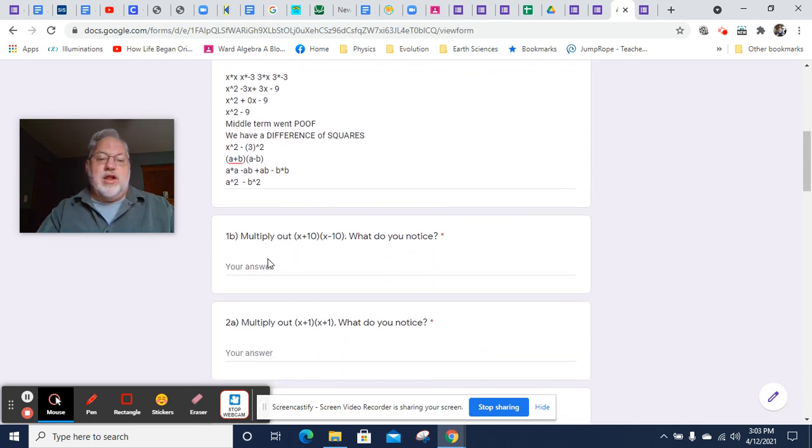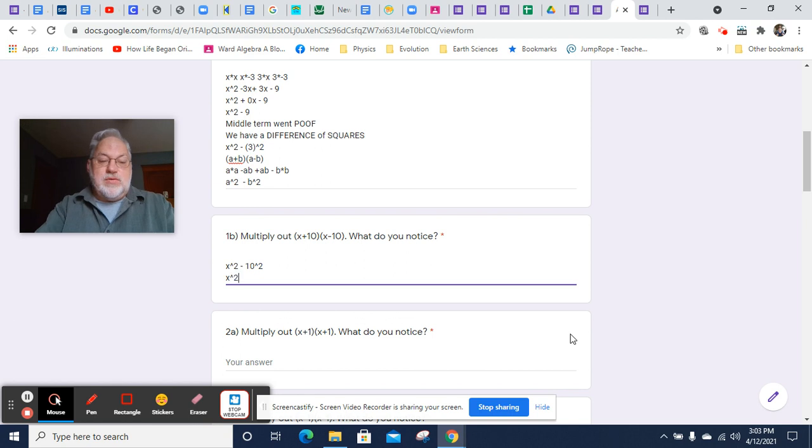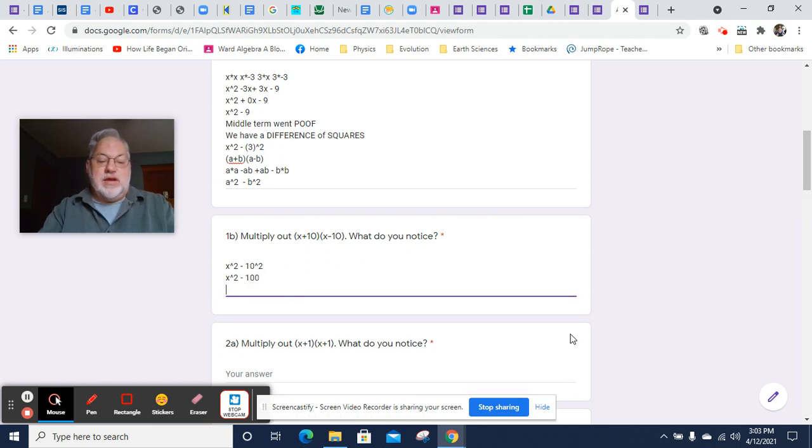Now, if you noticed all of that, you might be able to do this next one really fast. Remember, it's a sum times a difference of the same stuff. And when you work that out, you're going to end up with the first term squared minus the second term squared. So you should end up with x squared minus 10 squared, which is just going to be x squared minus 100. But let's prove that for ourselves.